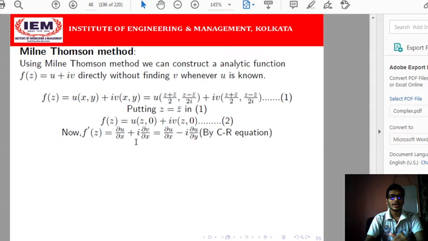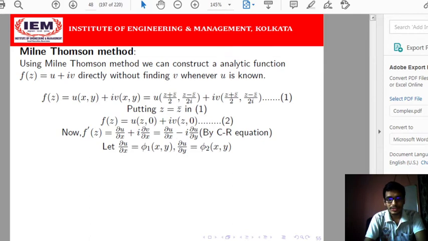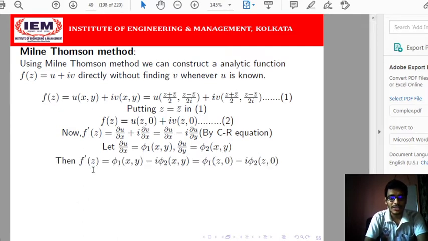We know that by using the partial derivatives of the real and imaginary parts, we can frame the derivative of the function f(z). So what is f dash z? If we use the partial derivative with respect to x, f dash z will be del u del x plus i del v del x. Using the Cauchy-Riemann equation, since u is given to us, we need to transform this in terms of u only. So that will be del u del x minus i del u del y. Now say del u del x equals phi 1(x, y) and del u del y equals phi 2(x, y). So f dash z will be phi 1(x, y) minus i phi 2(x, y).